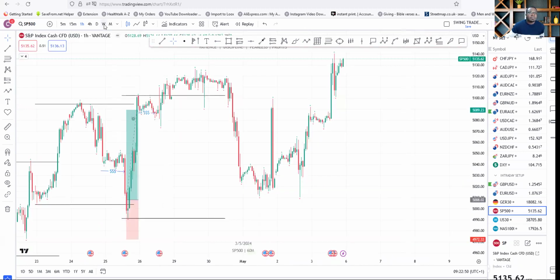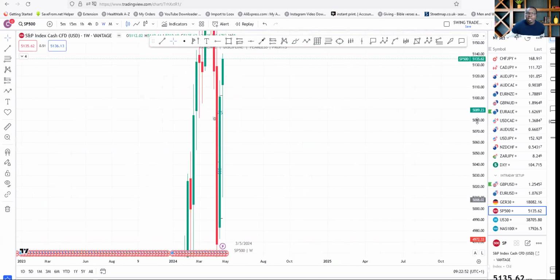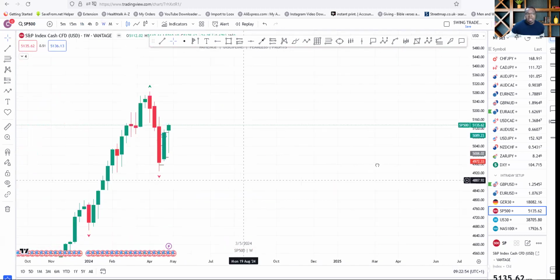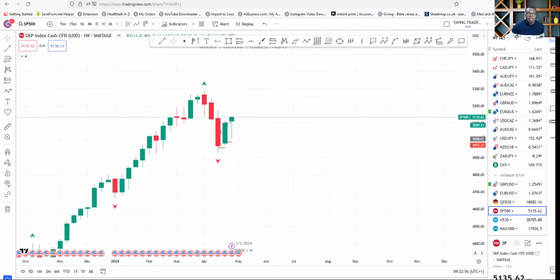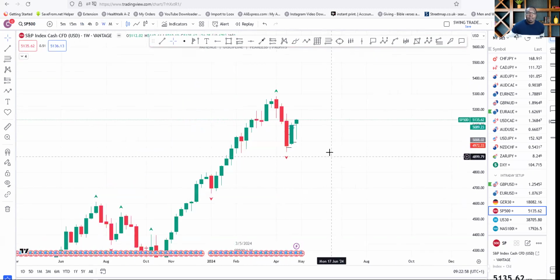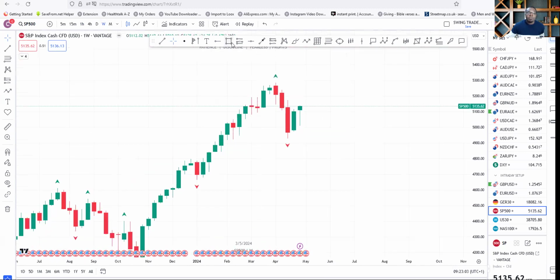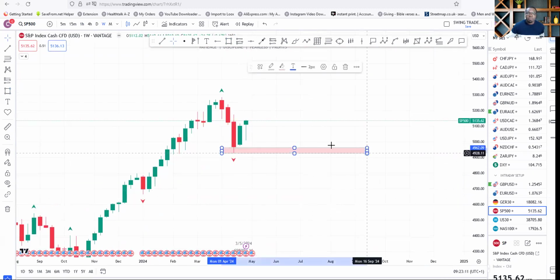SP500. Let's look at SP500 quickly. Now, this is becoming one of my favorite pairs, and it is a bullish market, as you can see. So let me just remove the drawing so you can see what I've done so far. We can see that there's a strong zone on the weekly here, very strong zone on the weekly, which is a support zone.